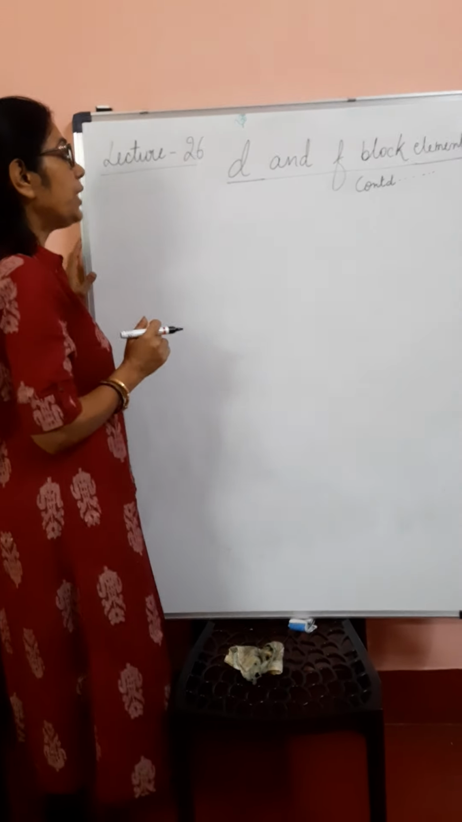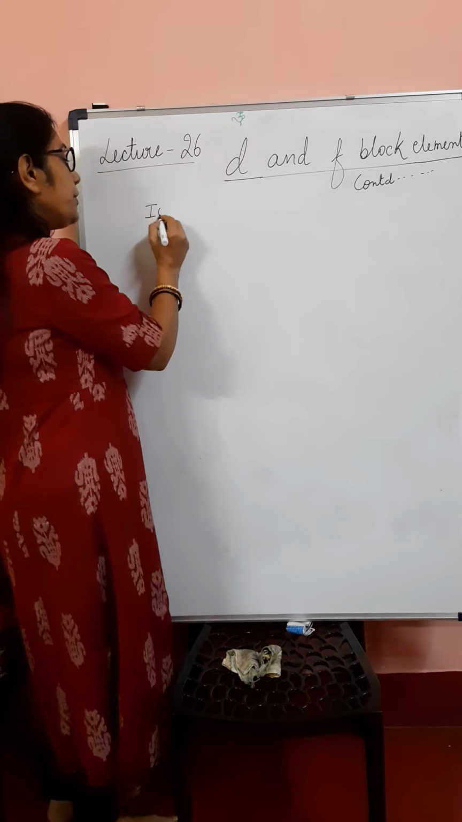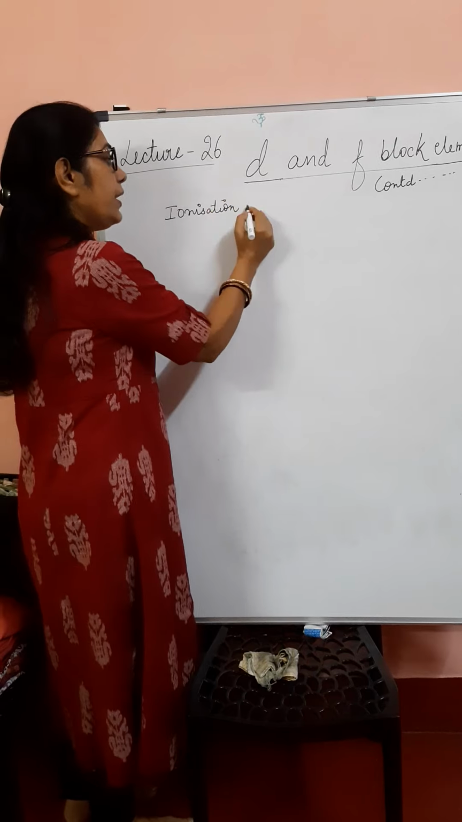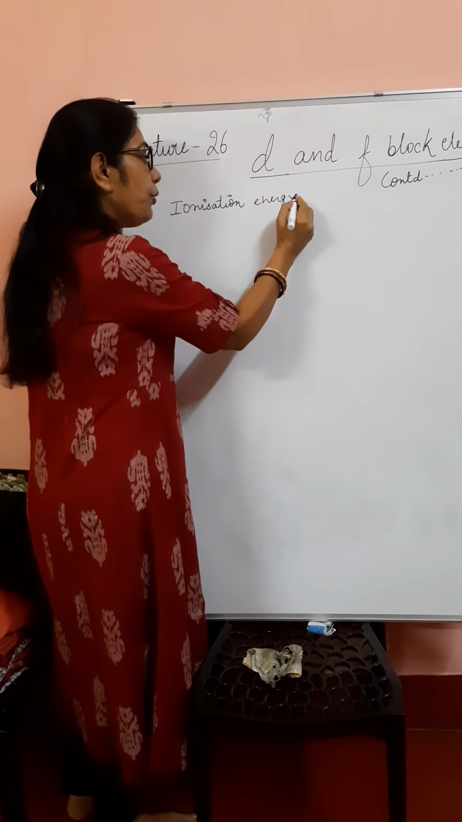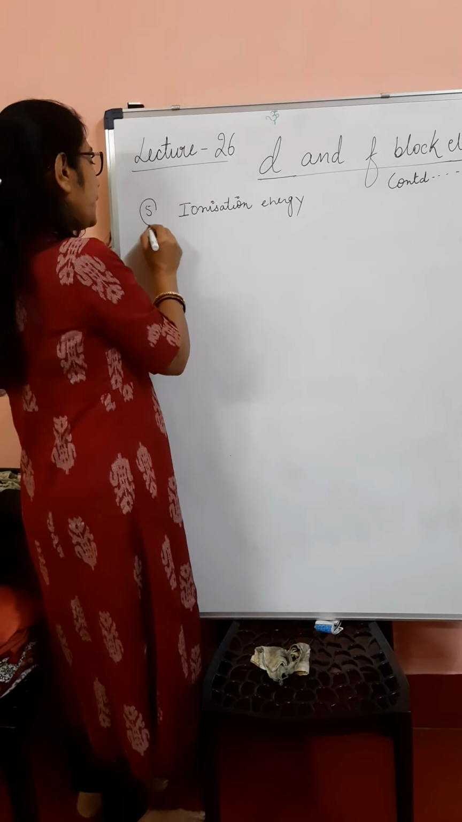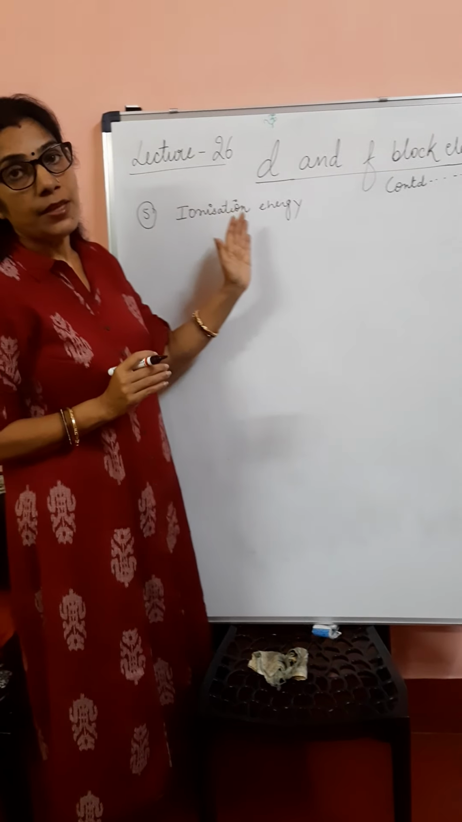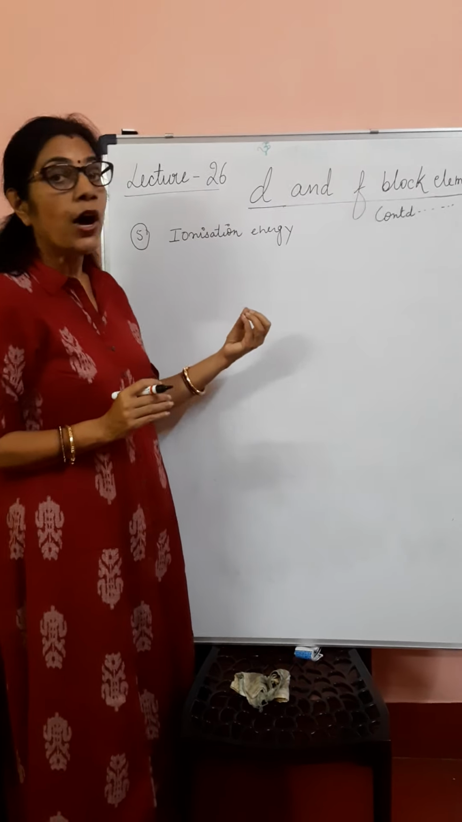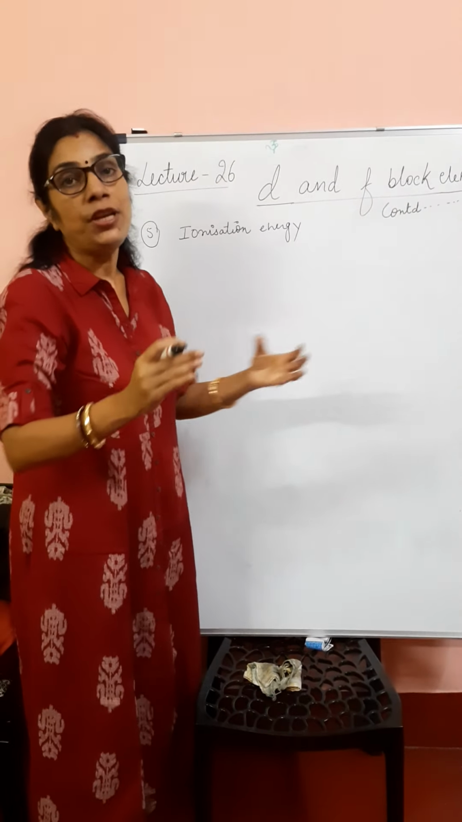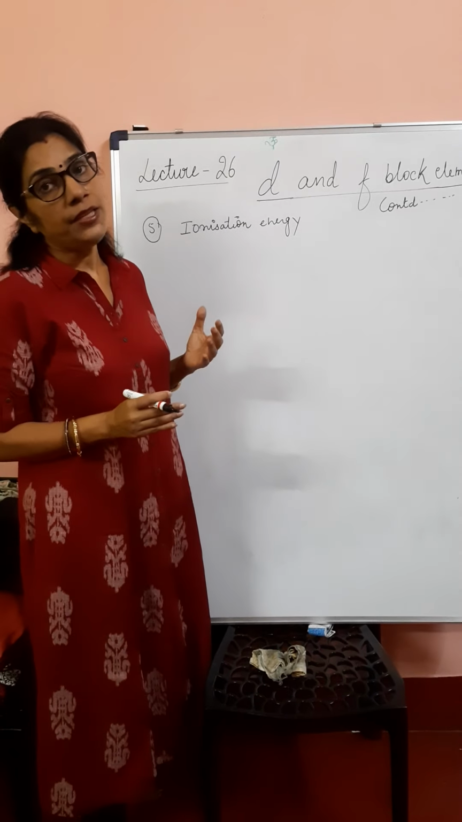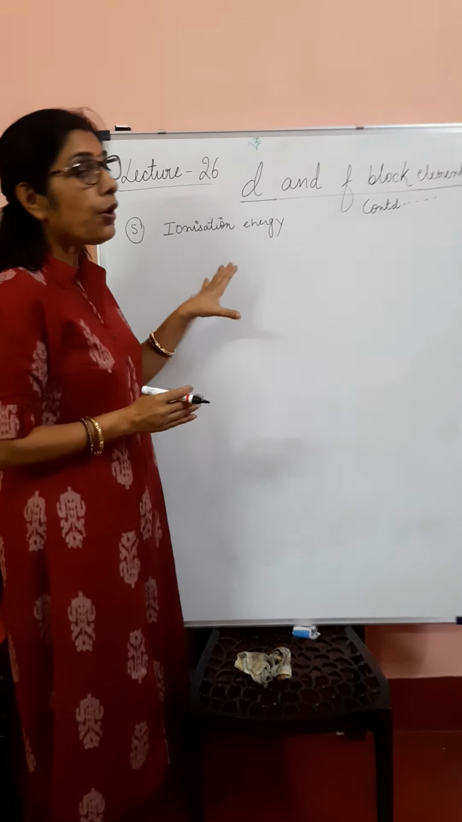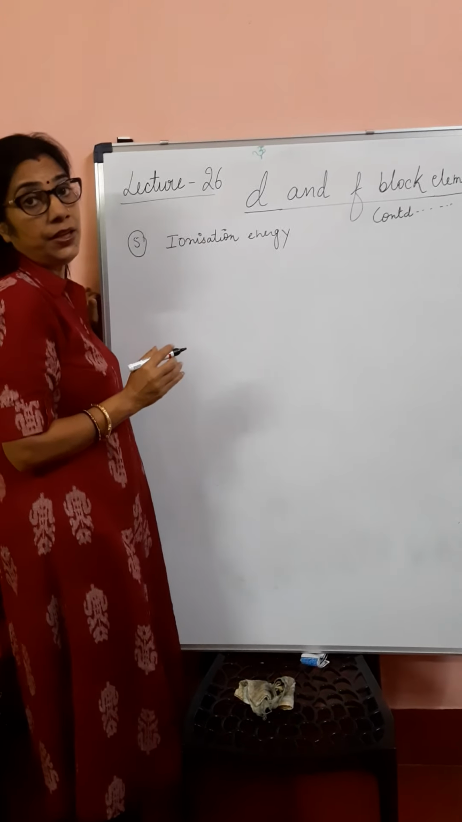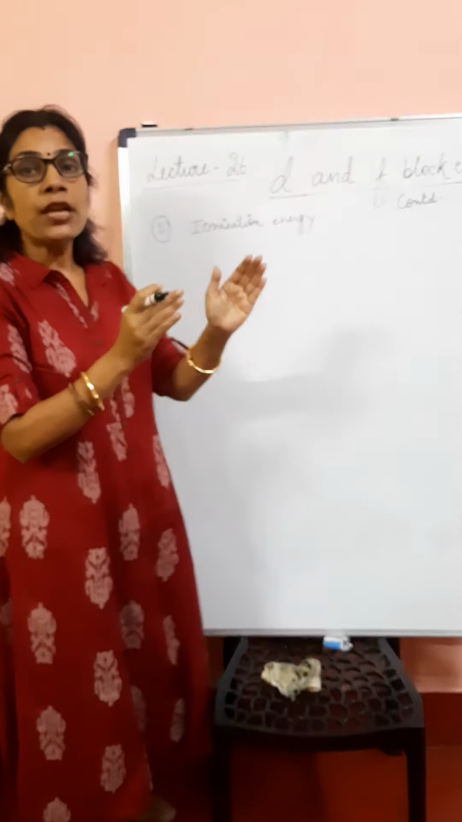So today I am going to continue, and the next property will be ionization energy. As I remember, 4 points we have discussed, so let's make it number 5. Ionization energy. As you all know, it is the energy required to remove the most loosely bonded electron from an isolated gaseous atom.